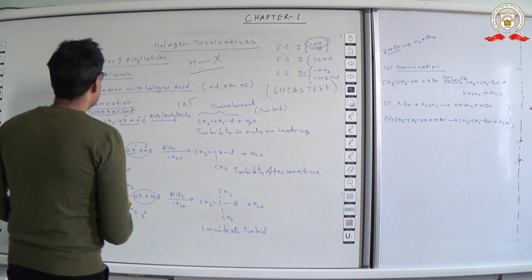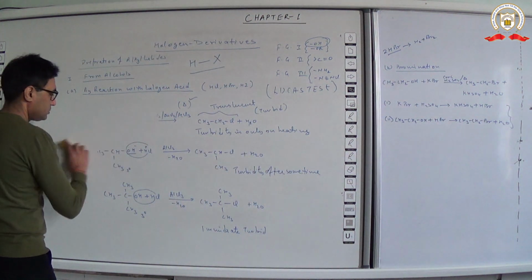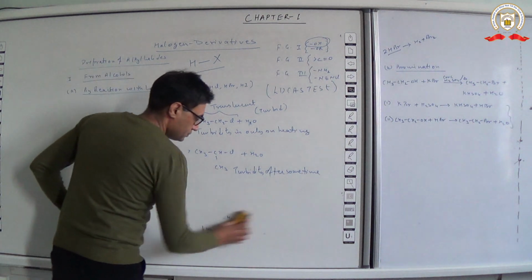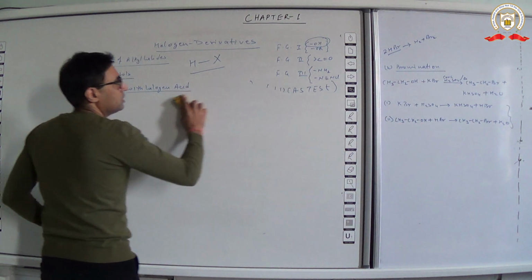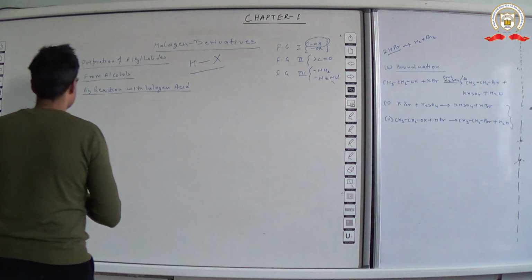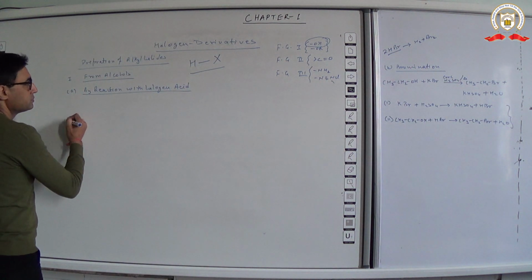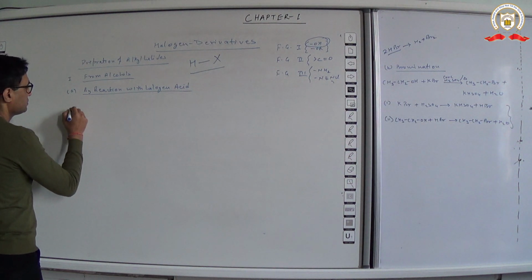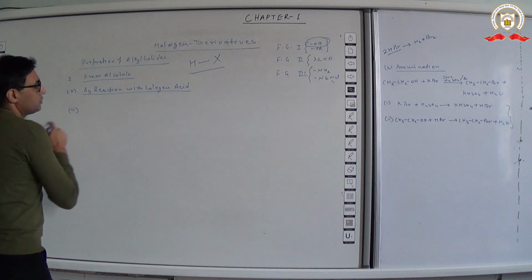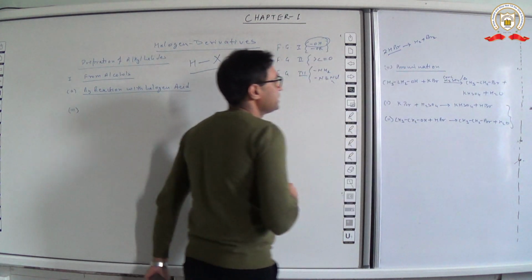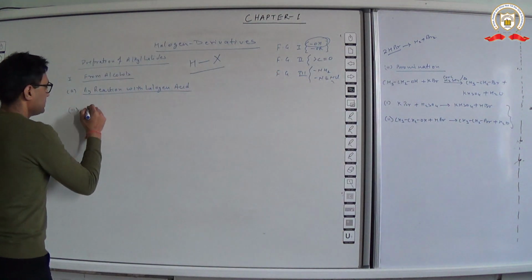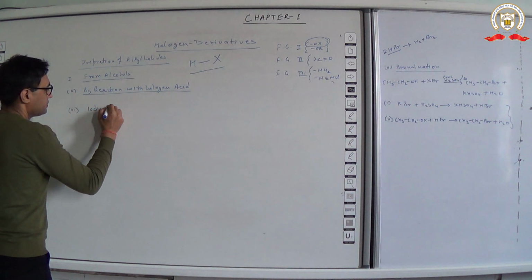Now the third one is iodination. We'll see how to do iodination. First was chlorination, second was bromination, and the third is iodination.